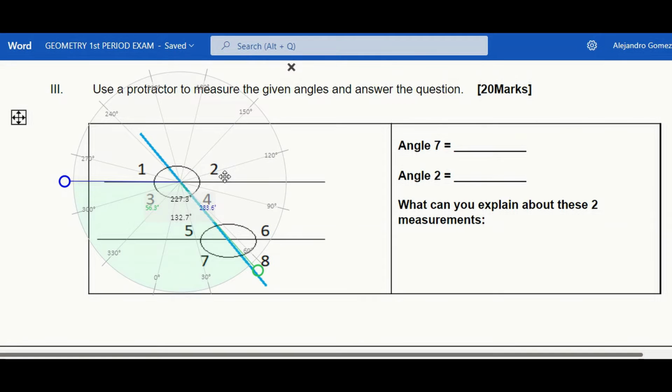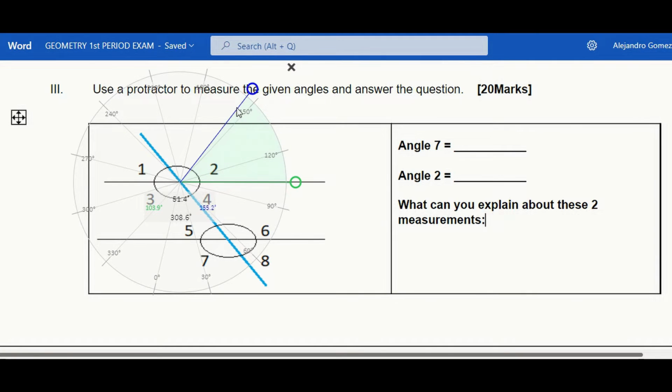So I am going to place one of the arms of my protractor here on the horizontal line, which is one of the arms of my angle 2. And I want you to look at the number near the center. It is changing. Now it is 31.6. Now it is 46.1. So that is the angle I want you to take a look at.